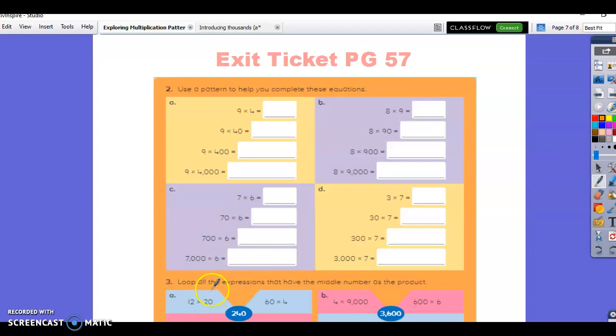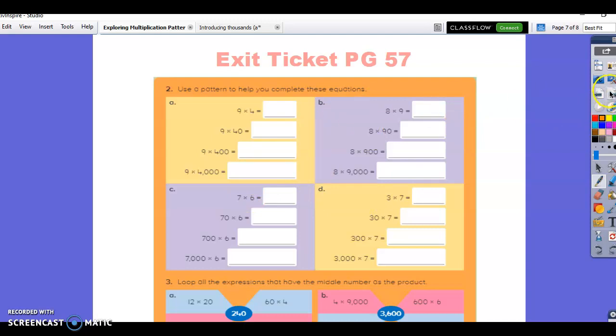Then the next part, it says to loop or circle the expressions that have the middle number as a product. So you're looking at these equations that are here, and you're going to circle the equations or the expressions that give you an answer of 240 for A. And then on B, you're going to circle all of the expressions that give you the product of 3,600. And then once you get done with that, check back in with me so that I can check to make sure that you know what you're doing.